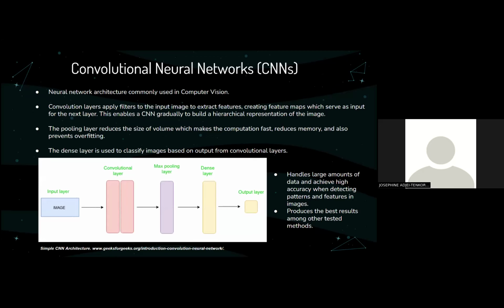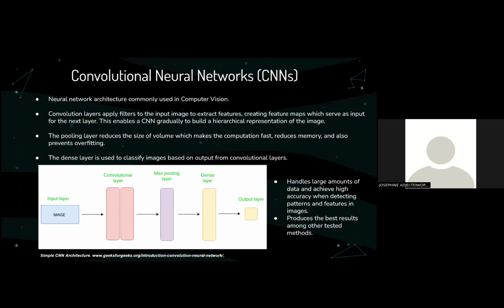with image classification. First, convolution layers apply filters to the input image to extract features, creating feature maps which serve as input for the next layer. This enables the CNN to gradually build a hierarchical representation of the image. Next, the pooling layer reduces the size of the volume, which makes the computation fast, reduces memory, and also prevents overfitting. Then it goes to the dense layer, which is used to classify images based on outputs from convolutional layers.